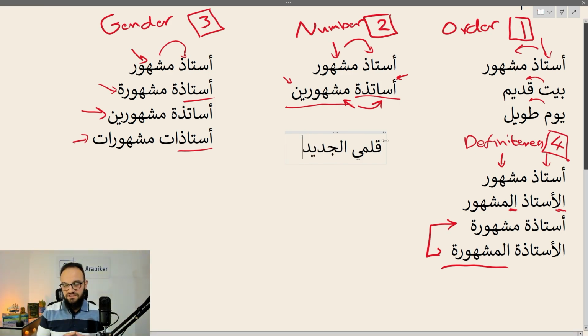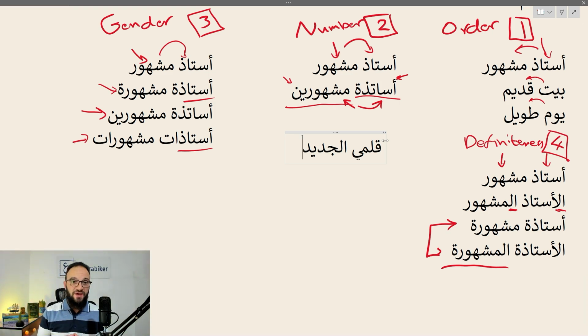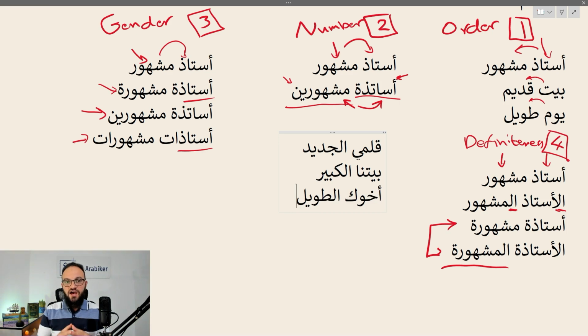قلمي الجديد. What does it mean? My new pen. بيتنا الكبير, our big house. أخوك الطويل, your long brother. مشكلتك القديمة, or if you are speaking in dialect, it will be مشكلتك القديمة, your old problem, and I'm talking to a feminine now, second person feminine singular.